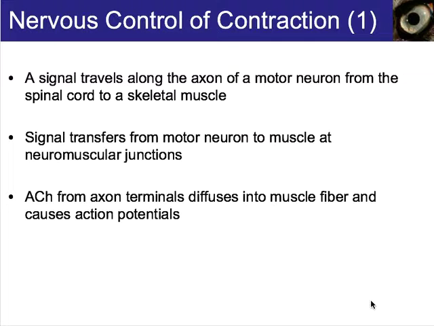How do muscles know to do this? A signal is going to travel along the axon of a motor neuron from the spinal cord to a skeletal muscle. A signal is going to transfer from the motor neuron to muscles at the neuromuscular junction. And then acetylcholine from axon terminals, so the neurotransmitter acetylcholine, is going to diffuse into the muscle fibers and cause that myosin to grab on ATP and then move the actin.